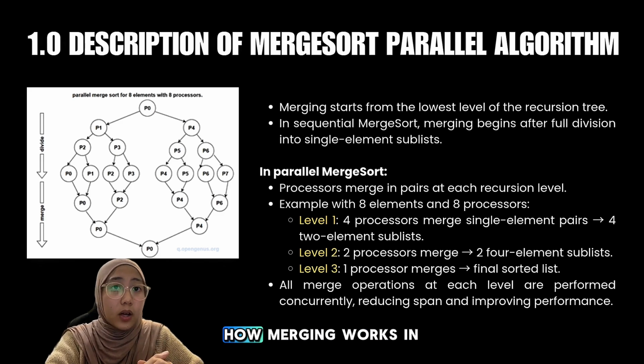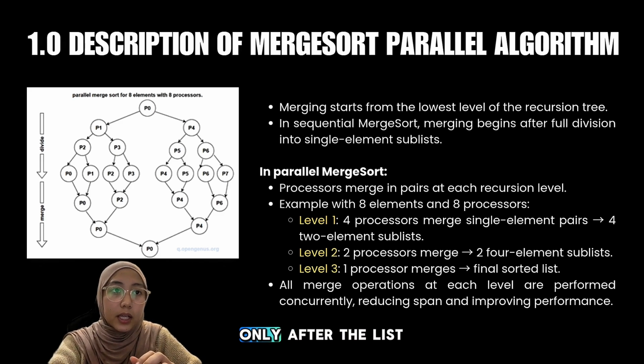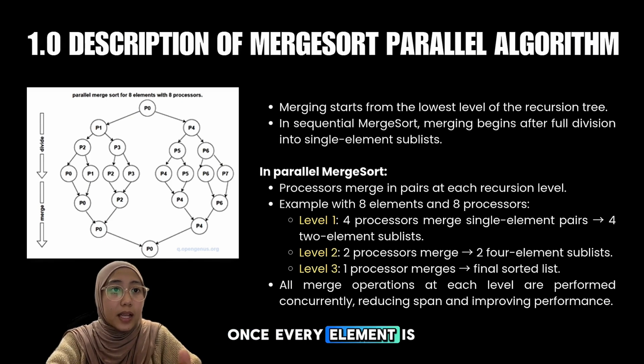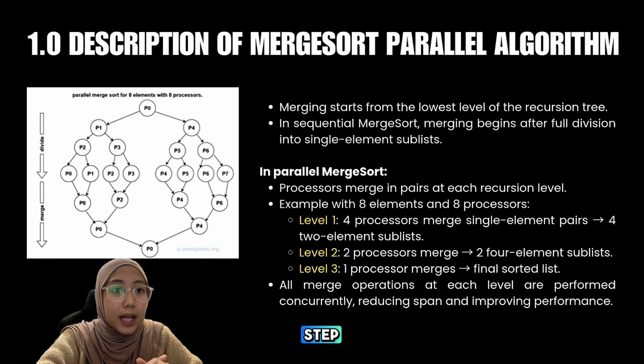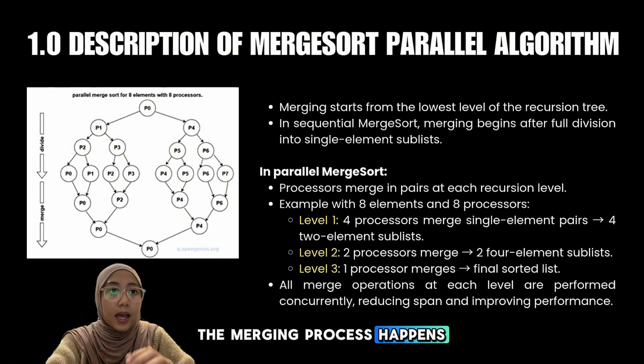Now, let's talk about how merging works in merge sort. In the sequential merge sort, the process of merging starts only after the list has been fully divided down into single element sublists. Once every element is isolated, the algorithm begins merging those sublists step by step until the entire list is sorted. Now, in parallel merge sort, the merging process happens differently.